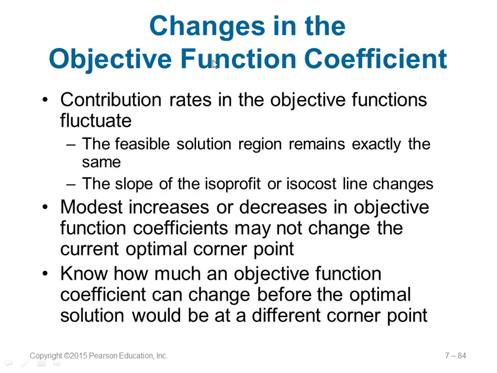Let's start with changes in the objective function coefficients. These are called contribution rates. If there is a change there, the feasible region will not change, it remains exactly the same. Only the slope of the iso-profit or iso-cost line changes. A modest change in the objective function might not change the optimal corner point, but if there is a huge change, then it is possible. You want to know how much you can change the contribution rate so that it will not affect your corner point.